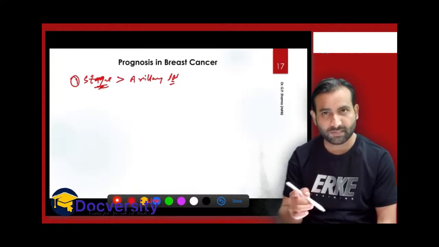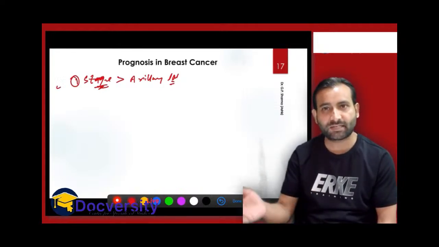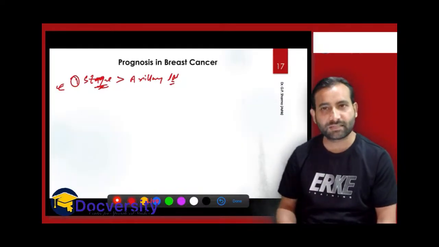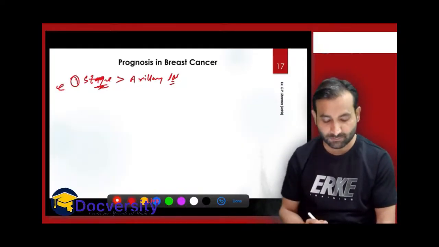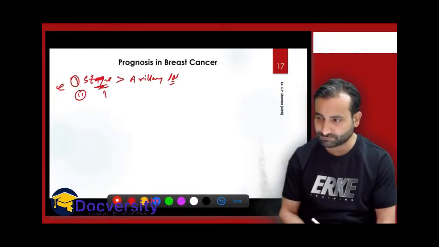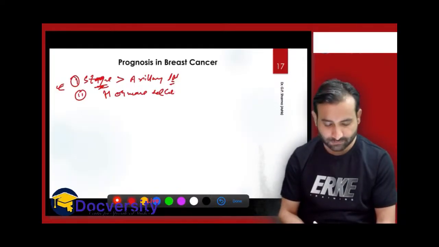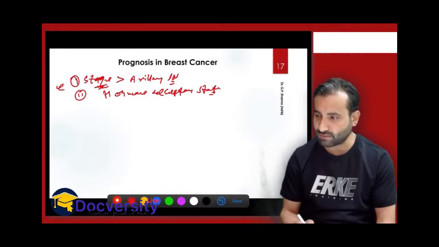Sometimes they can ask you the statement type of questions. Which of the following best describes the prognosis of the breast cancer? Then you have to choose the best one. It is the stage of the breast cancer. It's not the axillary lymph node involvement. Then hormone receptor status, okay, another point.